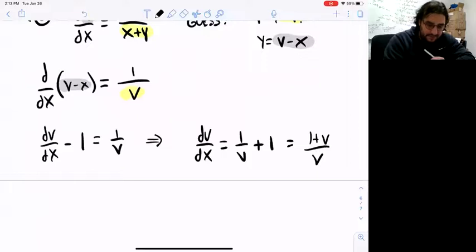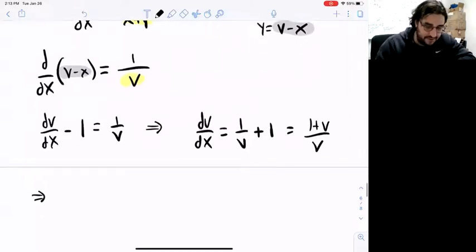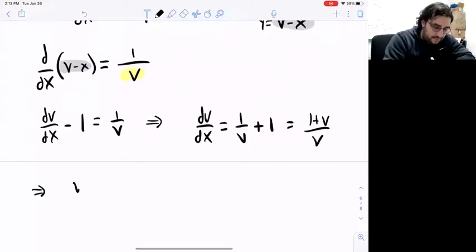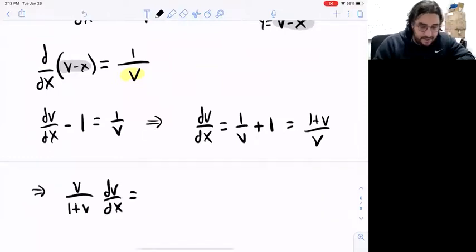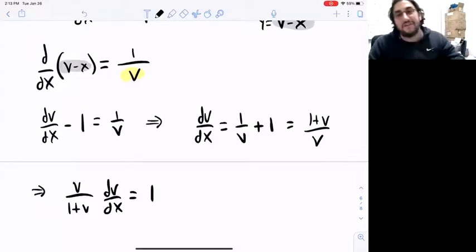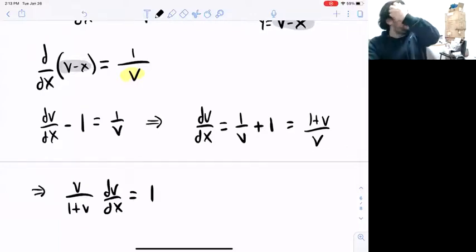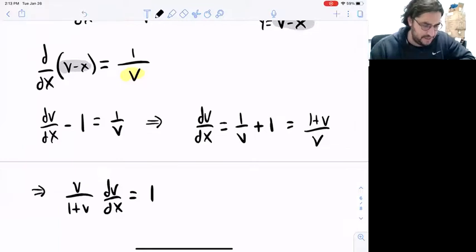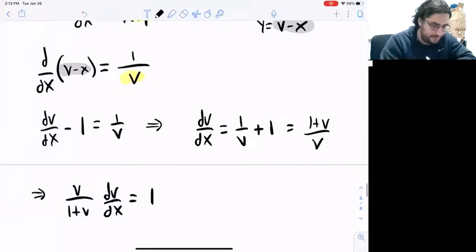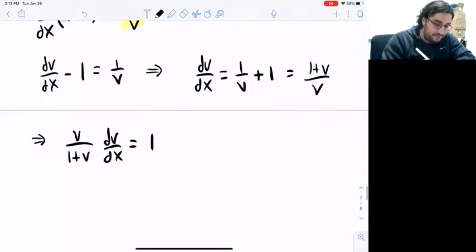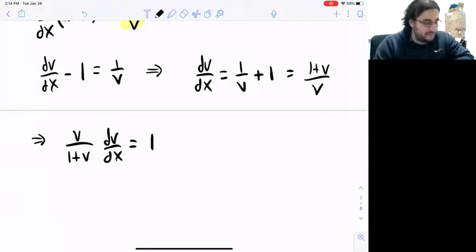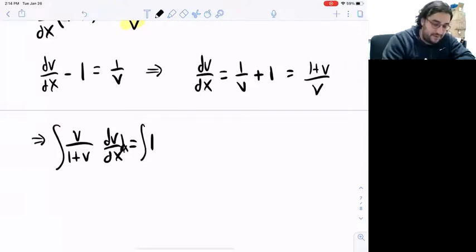And it ends up looking a whole lot like the previous example, right? We have v over 1 plus v, dv/dx. But here we have just 1 on the right-hand side, whereas in the previous case we had, I think it was 1 over x on the right-hand side, right? So here we actually already did this integral on the left-hand side.